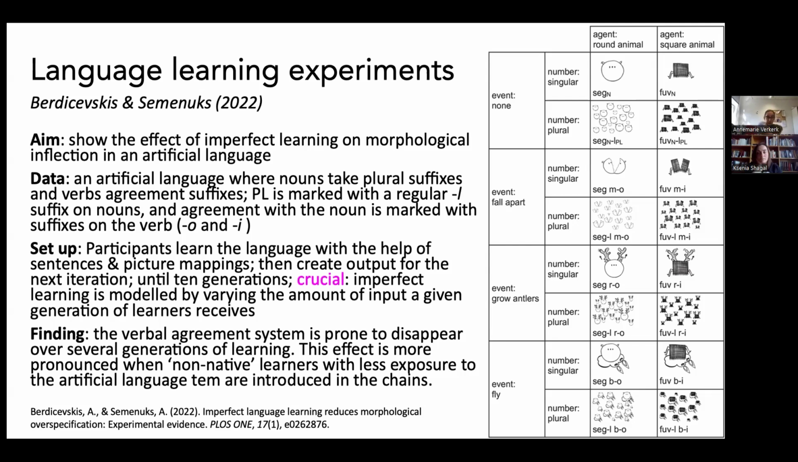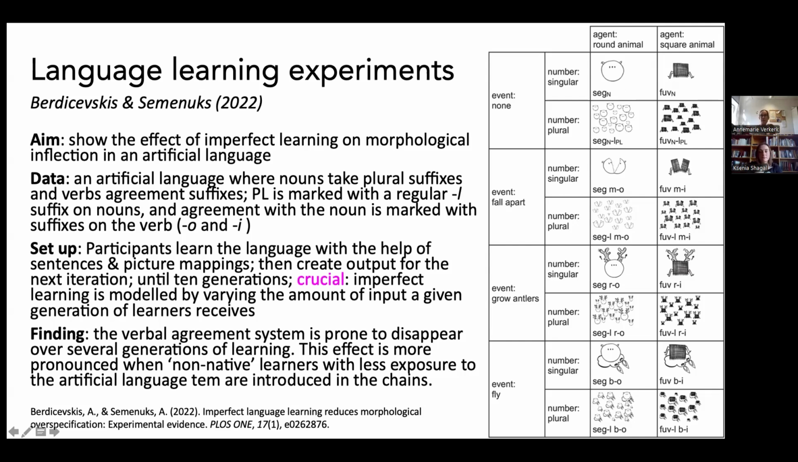They created an artificial language where nouns take plural suffixes and also verbs take agreement suffixes, right? So there's kind of double marking of number within this artificial language. The plural is marked with a regular l suffix on nouns, and agreement with the noun is marked with the suffixes on a verb, which can be o or e. And you can kind of see that in the picture here.